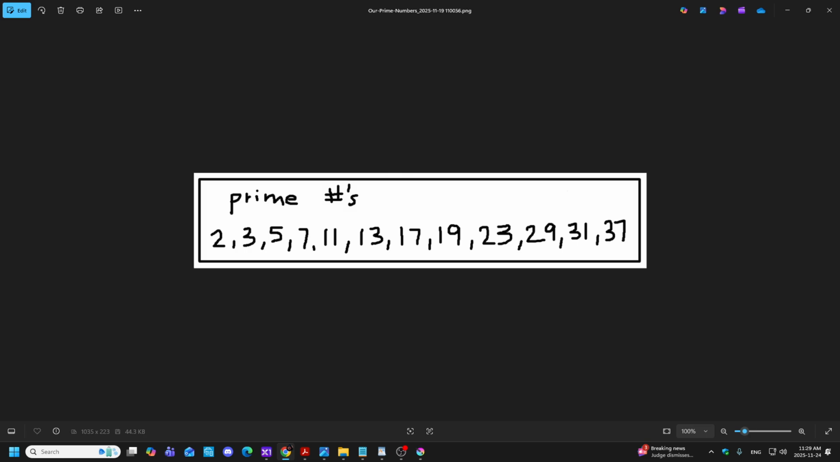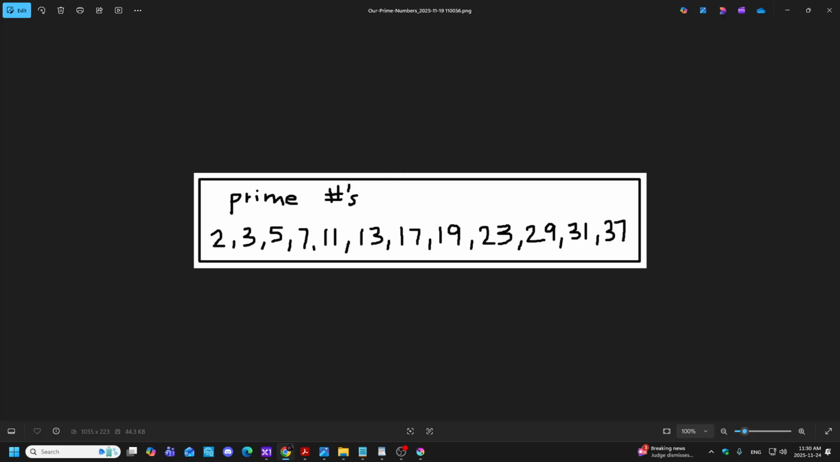A prime number is a whole number greater than 1 that has only 2 factors, right? So what 2 numbers multiply together to give you that answer? It only has 2 factors, 1 and itself. So if I factor 2, I can only get 2 times 1. Same thing with 3, 3 times 1. It's all the same, right?